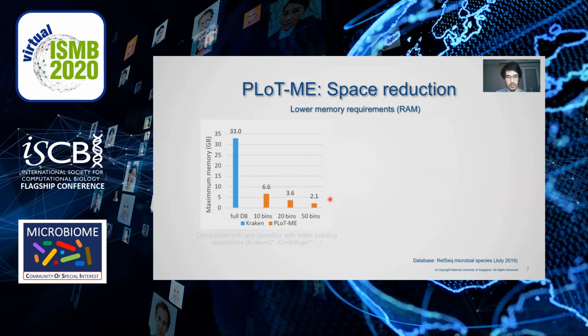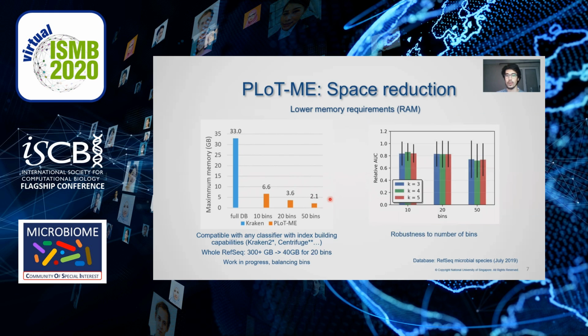PLoT-ME is compatible with any classifier that is capable of building its own index on a set of genomes. So we have tested with Kraken and with Centrifuge. It's a work in progress now to scale it to the whole RefSeq to be able to handle any size of data. So we evaluated the accuracy, and what we saw is that the identification of a species remains high. That's on the upper part of the plot. For the estimation of the abundance of the species, it gets off. That's something we are working on.